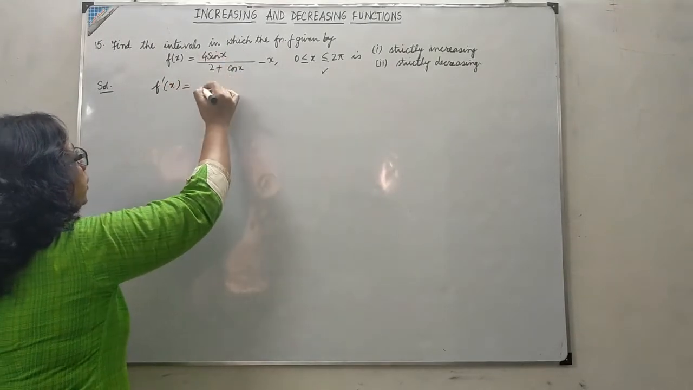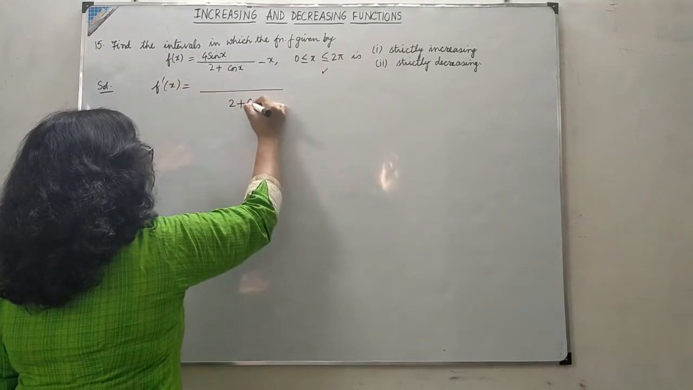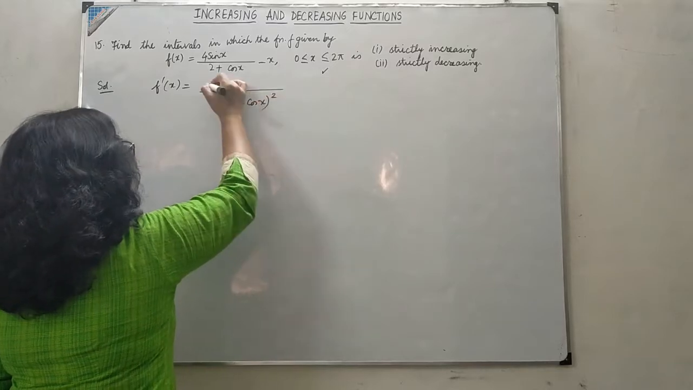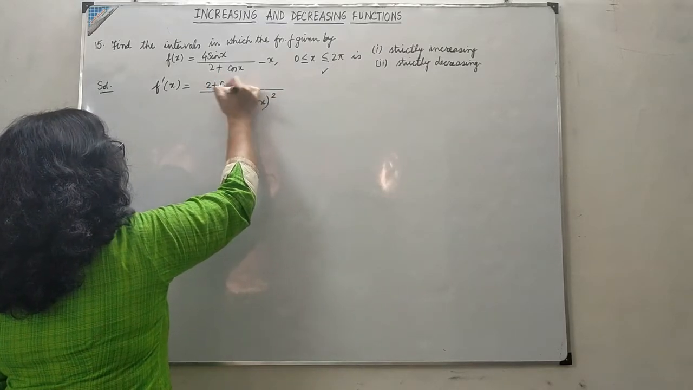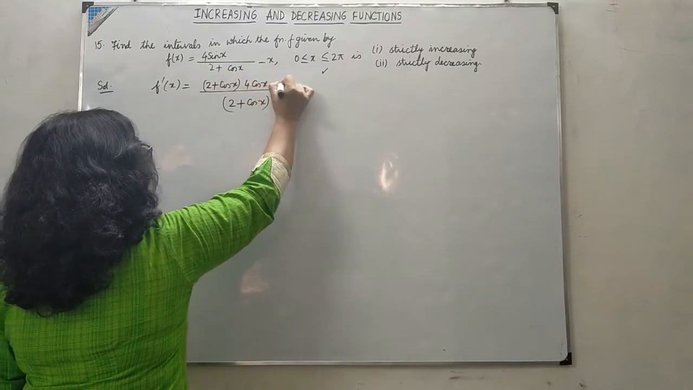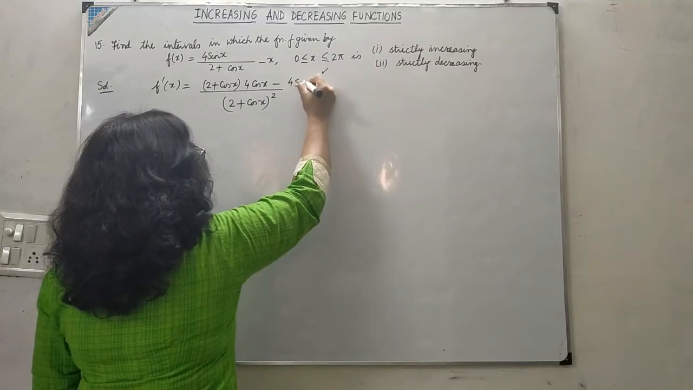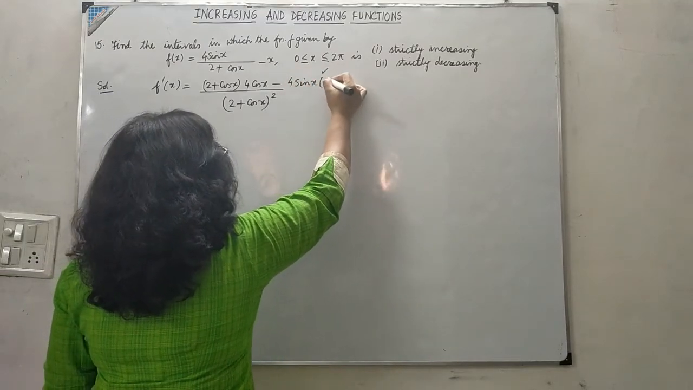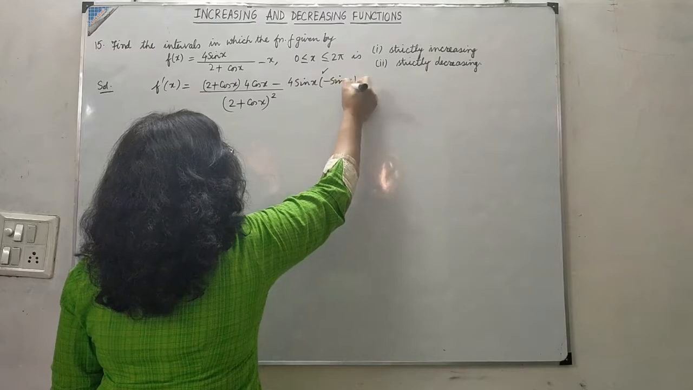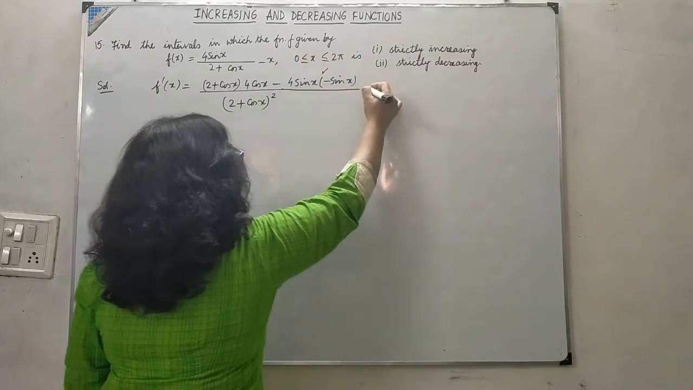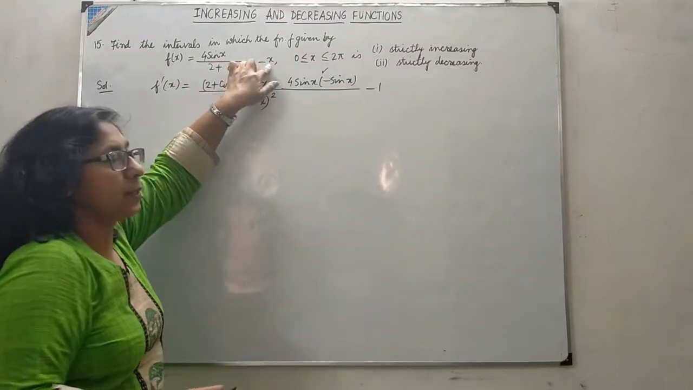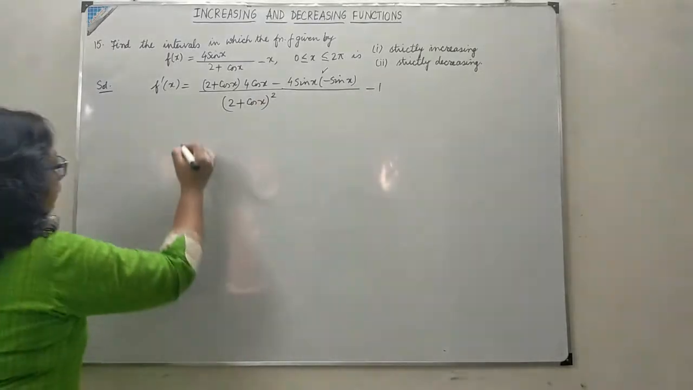With the help of the quotient rule, I can apply here (2 plus cos x) whole square. This is (2 plus cos x) into 4 cos x minus 4 sin x into the derivative of 2 plus cos x, and this is minus sin x. And this term is minus 1. Generally, the students miss this term by writing the derivative.